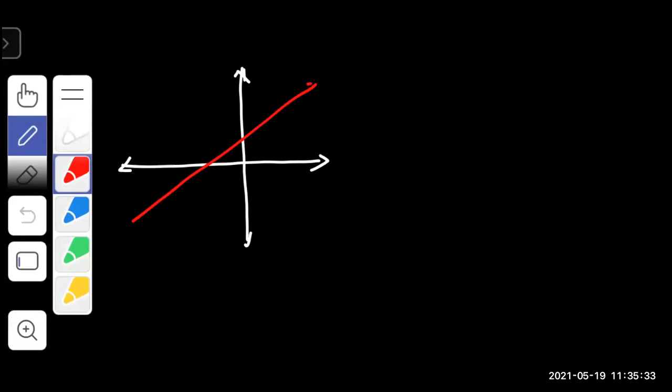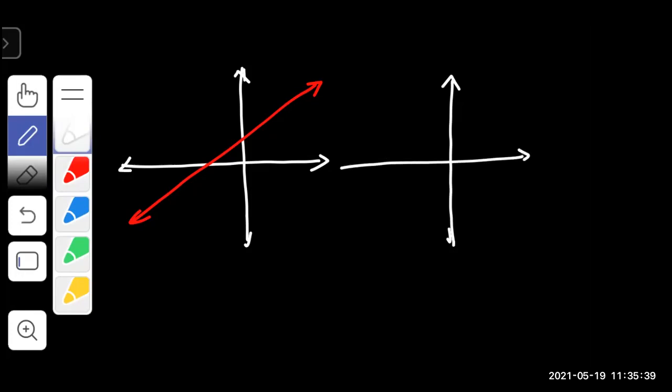Okay, we got the coordinate system. Let me just draw this. The coordinate system, something like this. And the type of graph that we got are something like this. When the slope is increasing, we can have another type of graph, let me give an example, something like this as well.